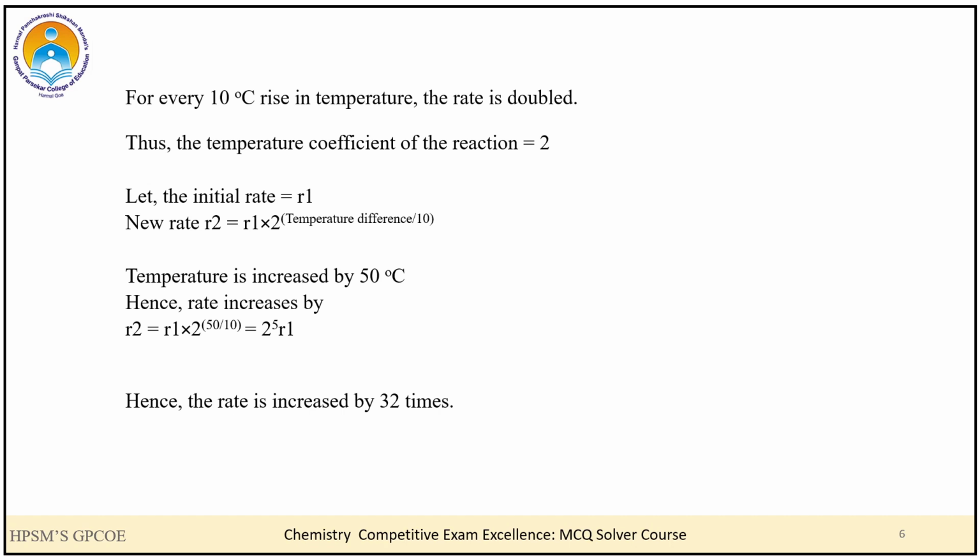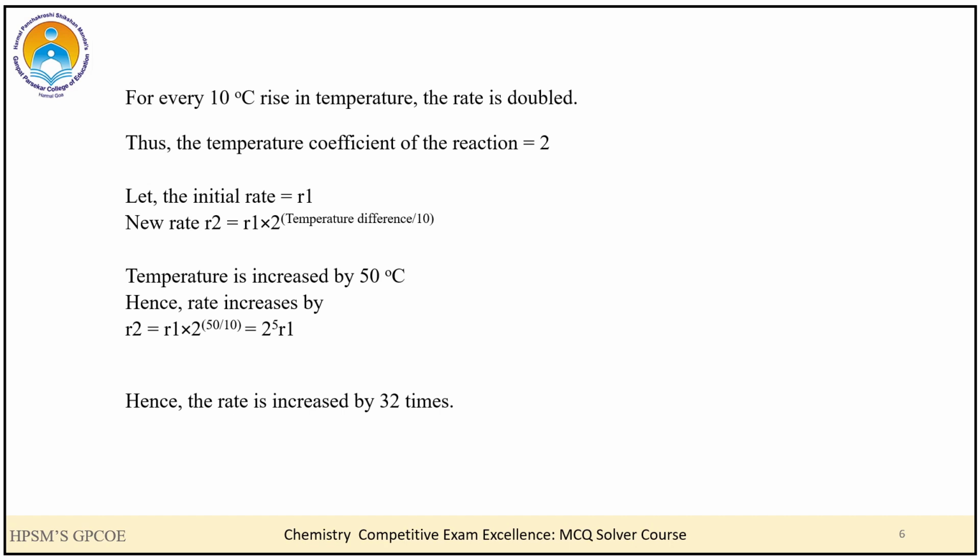To solve this problem, we start. For every 10 degree rise in temperature, the rate is doubled. That is what is given in the problem. Thus, here the temperature coefficient is 2. Let us consider the initial rate to be R1. Then the new rate R2 which is obtained is equal to R1 times 2 raised to the temperature difference divided by 10.